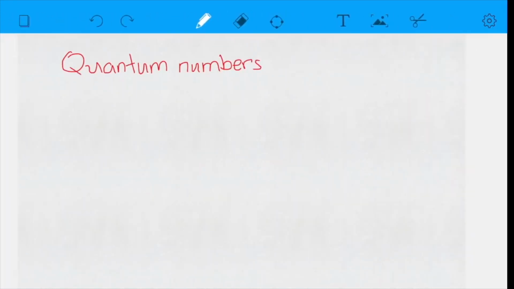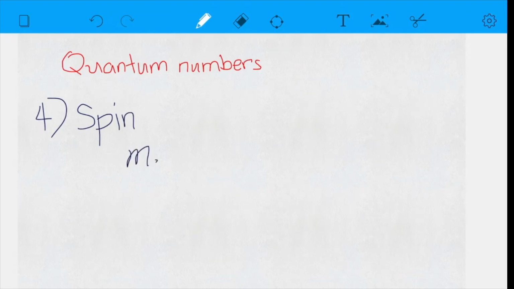Okay, so the last quantum number is the spin quantum number, with the symbol m sub S. It specifies the orientation of the spin axis of an electron. Meaning to say that an electron can spin in only one of two directions, either going up or going down. If it is up, it is positive 1/2. If it is down, it is negative 1/2.